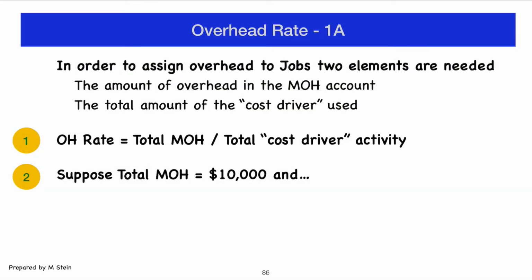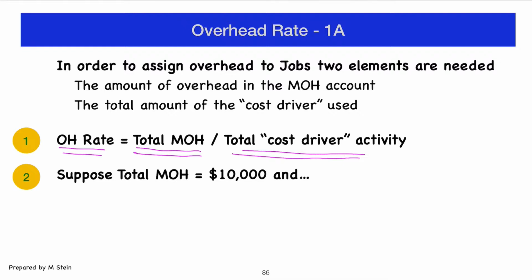So in order to assign overhead, we need two things. We need to know, first of all, how much overhead to assign, and then we need what's called a cost driver or a cost basis. If we have that information, then we can calculate an overhead rate by taking the total overhead and dividing by the total amount of the cost driver activity.